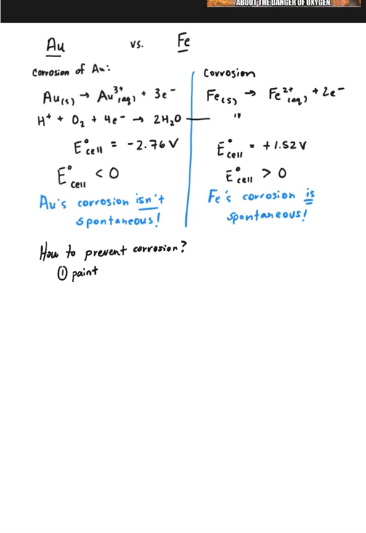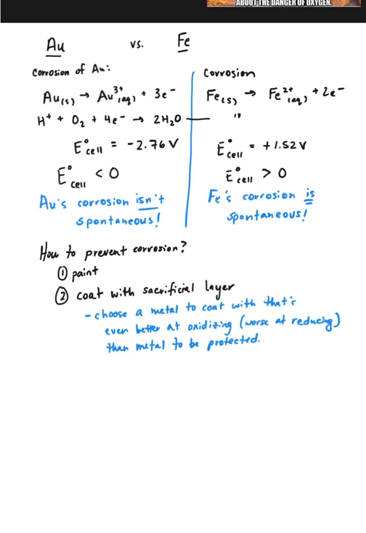But paint can chip and paint can wear away too. So a more effective long-term solution to this problem is to coat a vulnerable metal with a sacrificial layer. This sacrificial layer will act as an even stronger reducing agent than the metal that's being protected underneath. We'll choose a metal to coat that's even better at oxidizing. Another way of saying that is that it's worse at reducing than the metal that we're trying to protect.